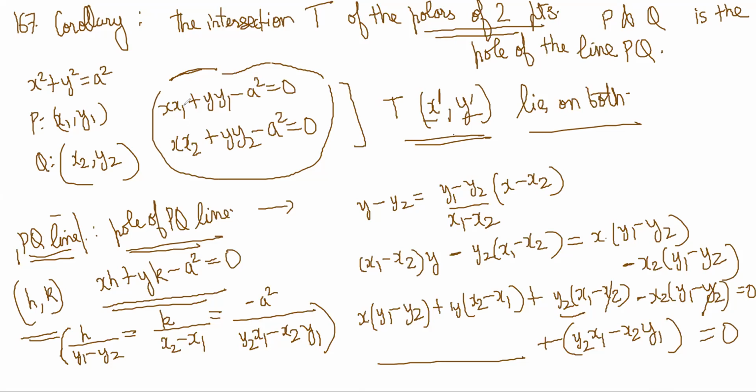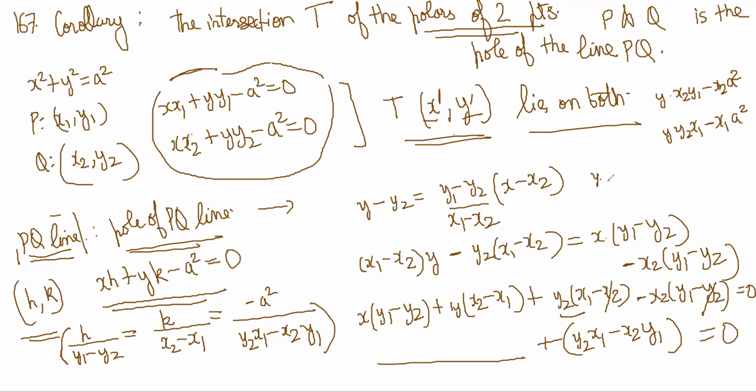You will have to multiply by x2 and x1 here to cancel the x term. So it will be y into x2 y1 minus x2 a square, and it will be y into y2 x1 minus x1 a square, right? And this is what you will subtract.